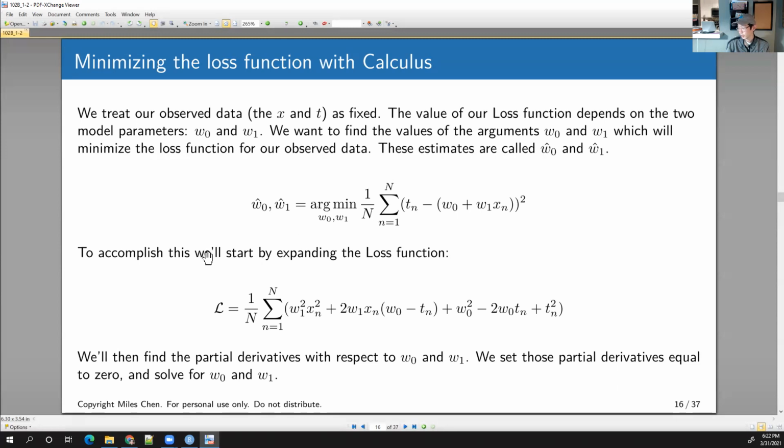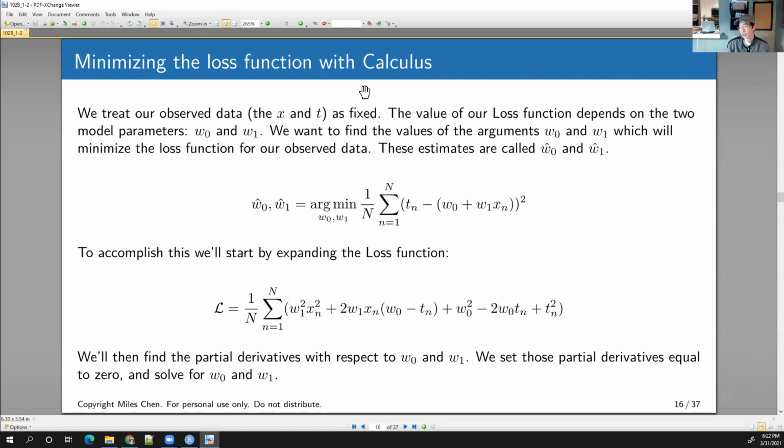So I'm going to plug this in. This is what we're looking for: the w0 and w1 that minimize this thing. I'm going to go ahead and expand this. It's just a whole bunch of algebra mess. If you do this, you get w1 squared x_n squared plus 2 w1 x_n w0 minus t_n, plus w0. Anyway, you're just going to have to trust me on the work here. You can do it yourself, but you'll have to trust me on this.